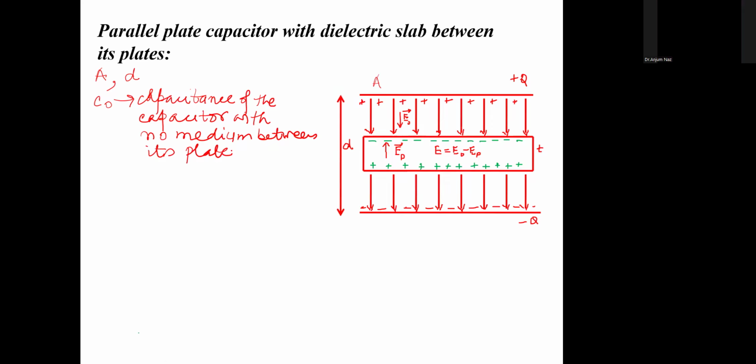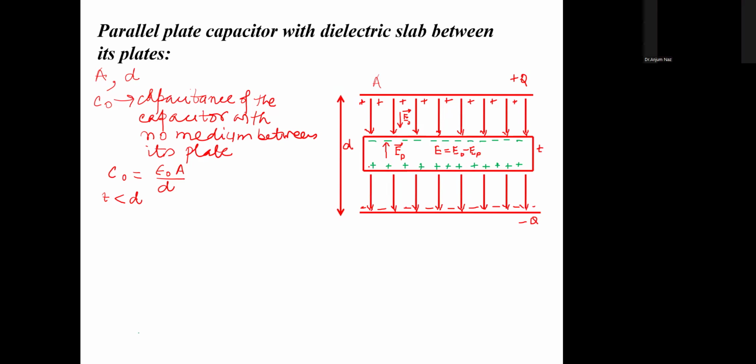So it is given as we have derived earlier, the capacitance of parallel plate capacitor without any medium between its plate, epsilon naught A by D. When a dielectric slab of thickness T, which is less than D, is introduced between the plates of the capacitor, let us see what happens to the dielectric.